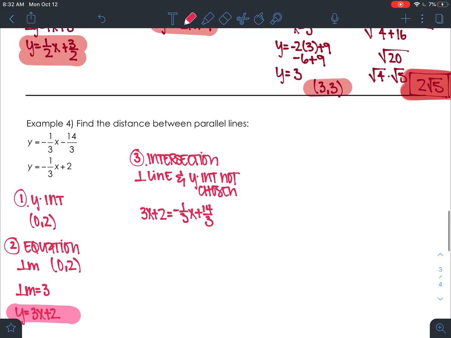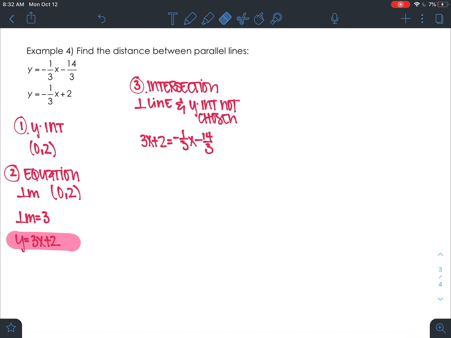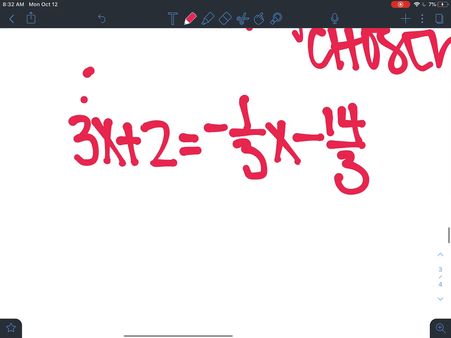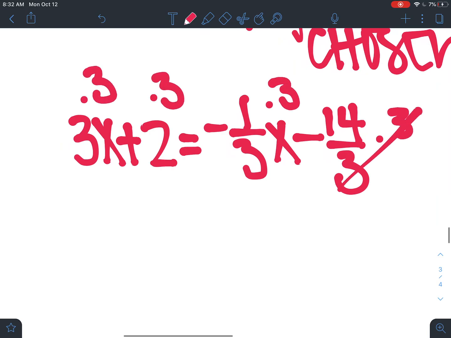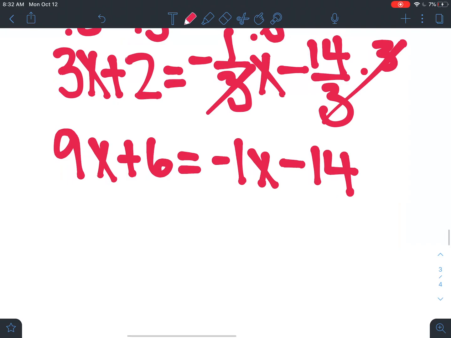All right, so again, dealing with those fractions, minus 14/3. That could have been disastrous. So I'm going to multiply everything by 3. All right, so times 3, times 3, times 3, and times 3. And the point of that is that those fractions cancel out. So I'm left with 9x plus 6 equals negative 1x minus 14.